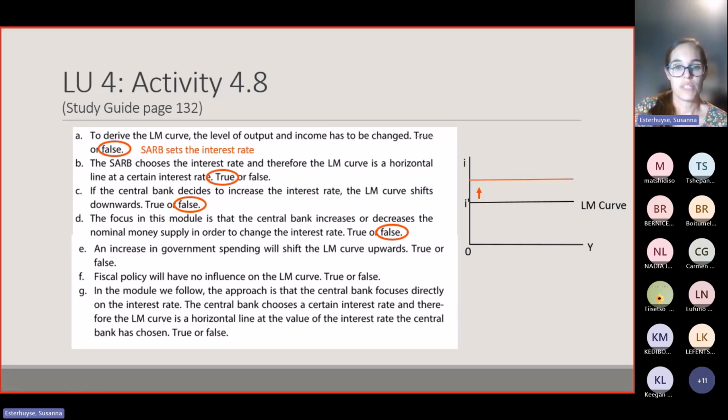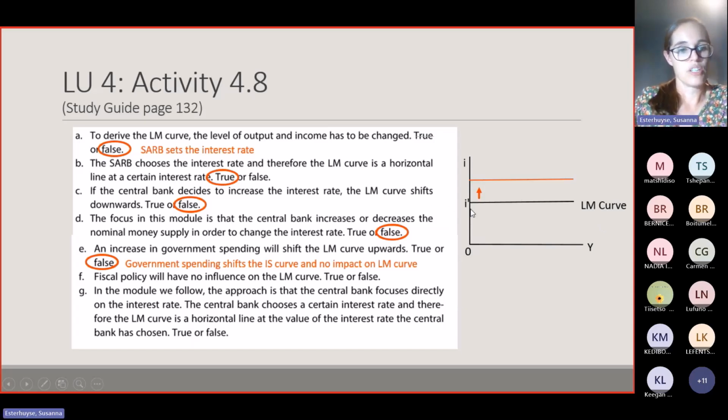An increase in government spending will shift the LM curve upwards. Government spending, we said that was part of fiscal policy, and it was mostly in the goods market because it was pertaining to your demand for goods. And so therefore, government spending deals with the IS curve and there's no impact on the LM curve. The LM curve is impacted by the interest rate. Fiscal policy will have no influence on the LM curve. That is true. That's exactly what we said in the previous one.